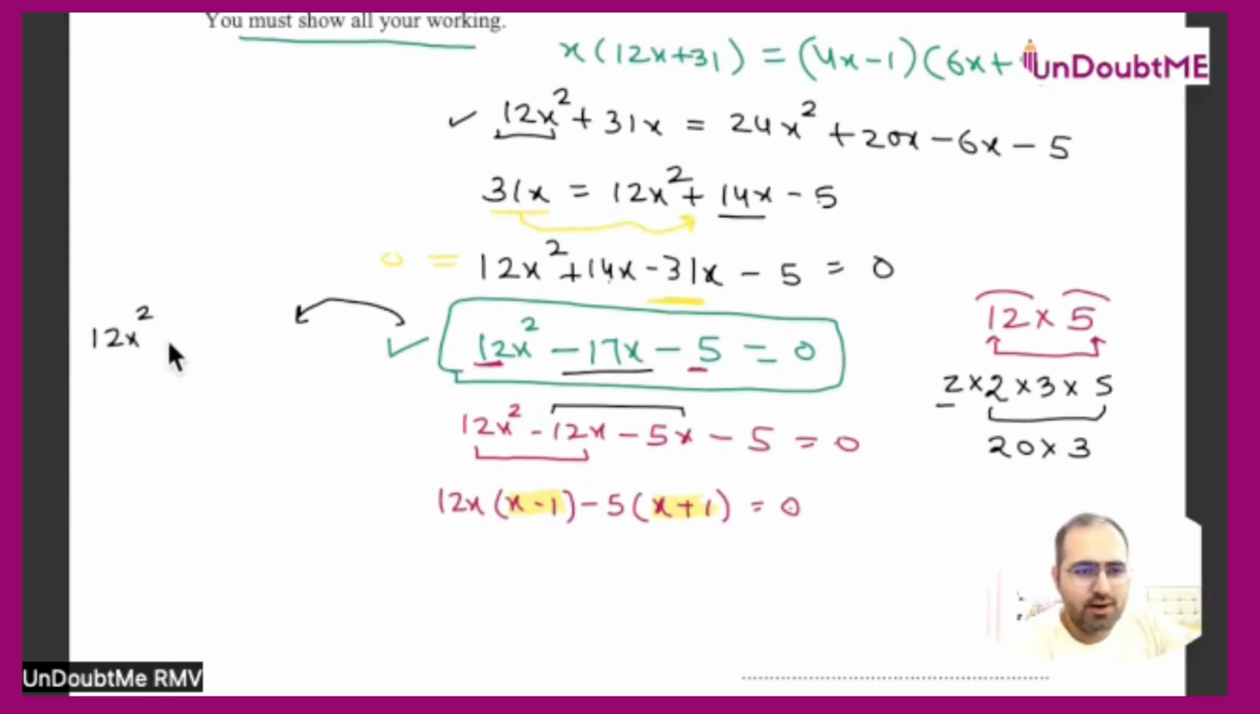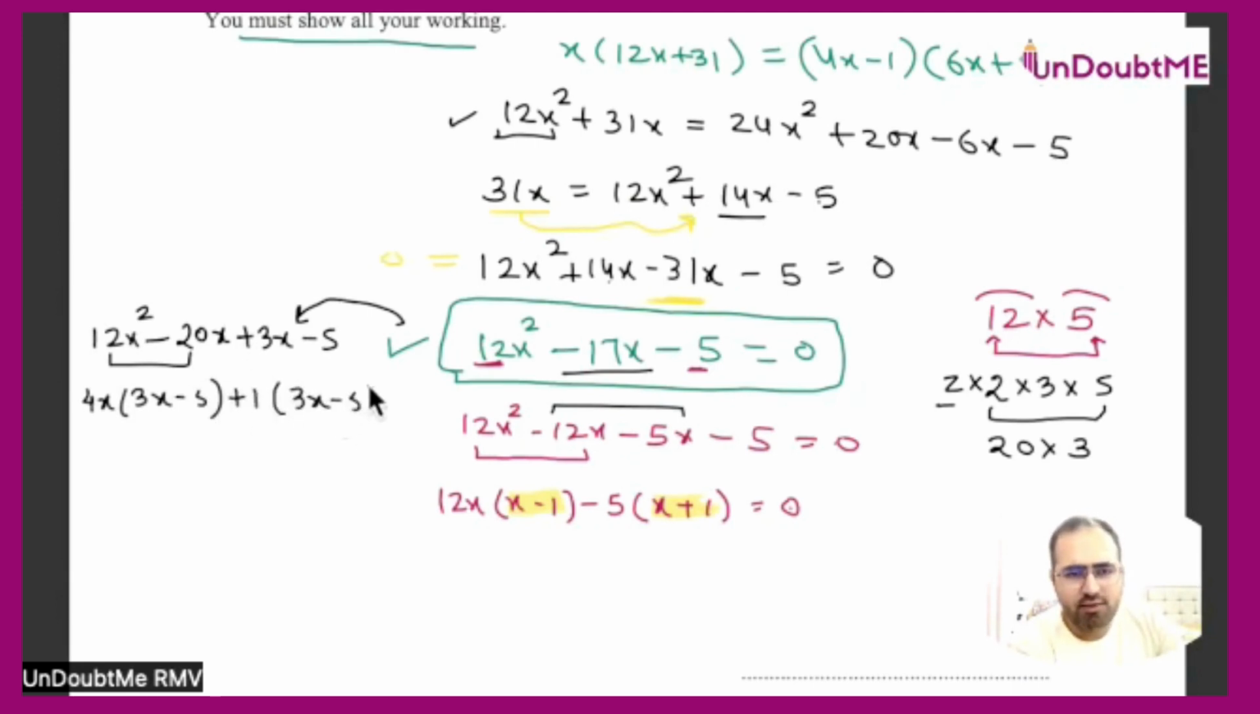So 12x square, we need minus 17. So for that, I'll write minus 20x plus 3x minus 5. Okay, this time I think we should go fine. So from the first two terms, I'll take 4x common. So it will be 3x minus 5. Then from the next two terms, nothing is common. So I'll just write 1 and I'll write 3x minus 5.